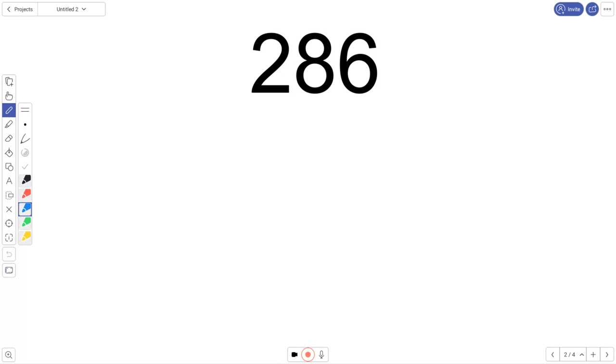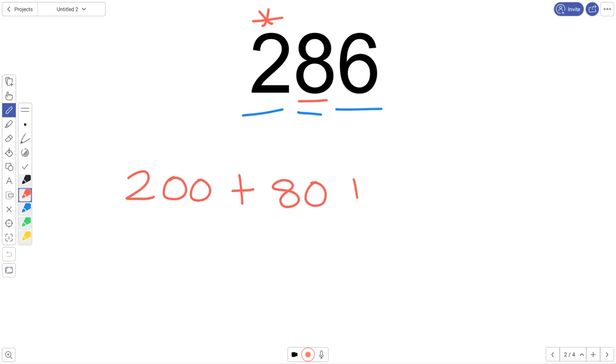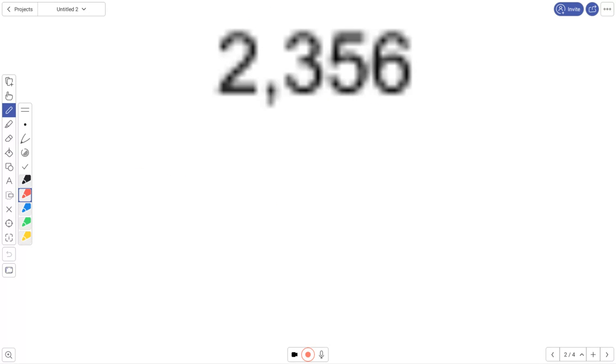Okay, let's do another one. I see that I have a 6 in the 1s place, 8 in the 10s place, 2 in the 100s place. All right. I start with the biggest place value, 2 in the hundreds, that would give me 200, plus an 8 in the tens place is 80, plus 6 in the 1s place is just 6. So the expanded form for 286 would be 200 plus 80 plus 6. We're breaking it up into its different place values.